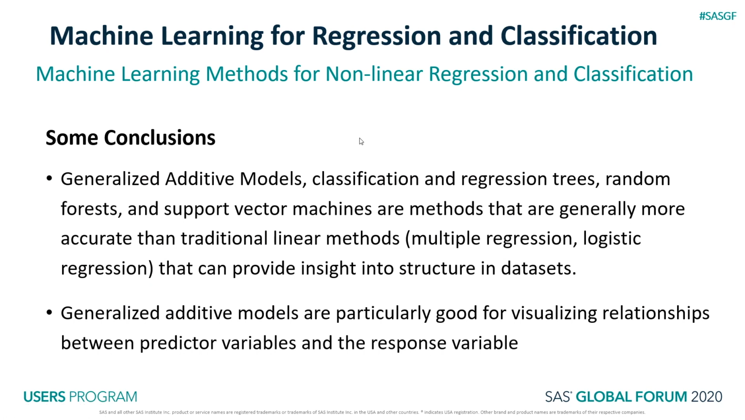So some final conclusions about this section on nonlinear methods for prediction in classification and regression models. Generalized additive models, classification and regression trees, random forests and support vector machines are methods that are generally more accurate than traditional linear methods such as multiple linear regression and logistic regression, and they can also provide insight into the structure of data sets. Generalized additive models are particularly good for visualizing the relationship between predictor variables and response variables. That's these S functions that we graphed in a couple of examples.